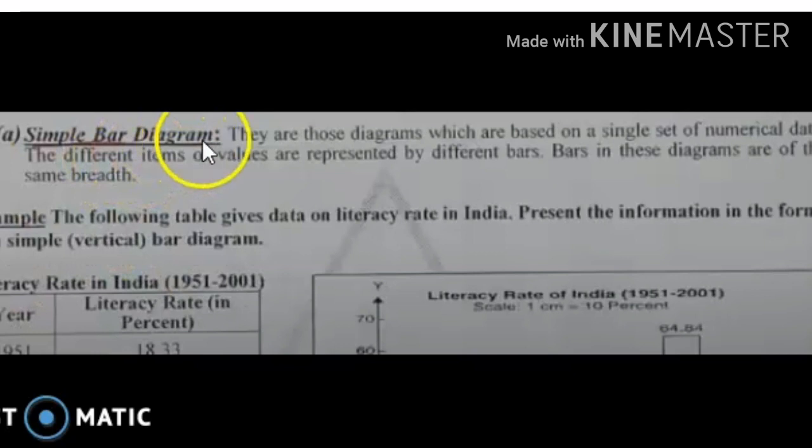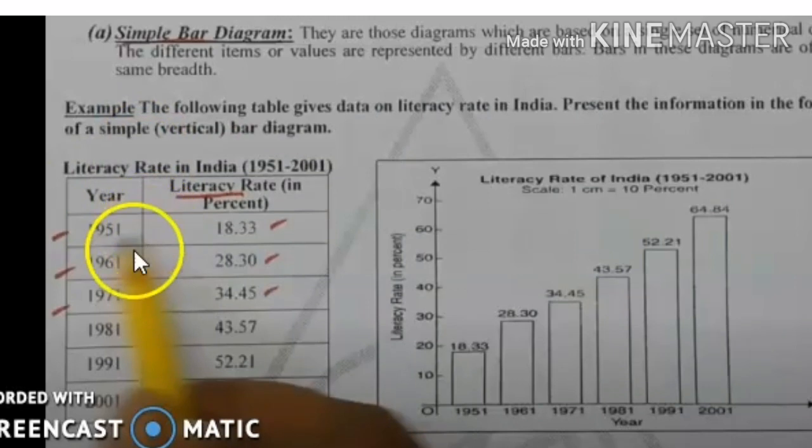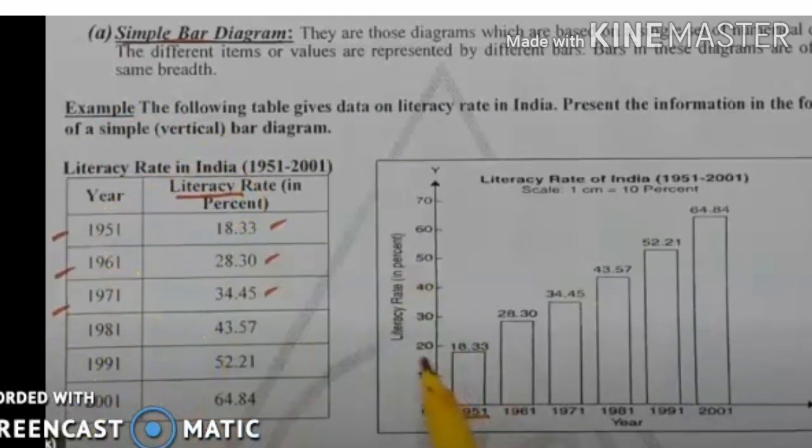Simple bar diagram, what is that? They are those diagrams which are based on a single set of numerical data, and the different items or values are represented by different bars. You have different bars and they represent different items. Bars in these diagrams are of the same breadth, so they have the same breadth and different lengths. An example of a simple bar diagram is given here. So you can see the bar diagram.